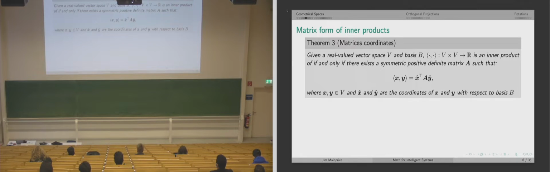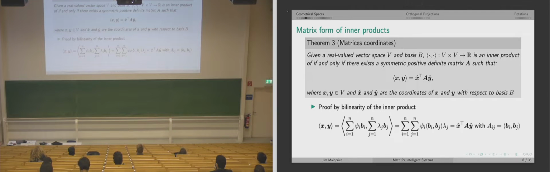What this theorem is saying is that an inner product is only an inner product if it can be expressed in this way. And A has some specific structure. But it does involve the basis, right? So the steps would be to express the vectors in terms of their basis, and then apply the properties that we know the inner product has.